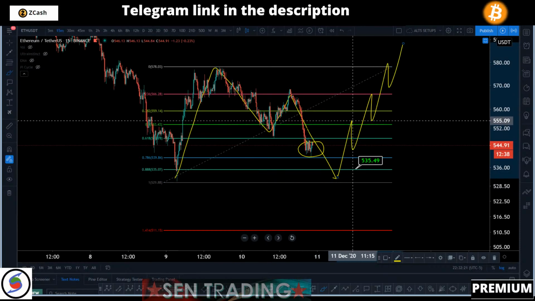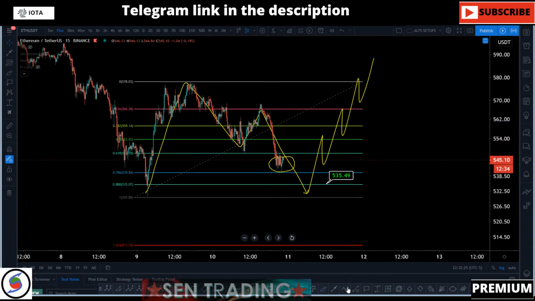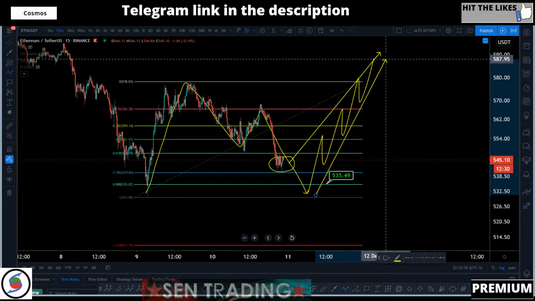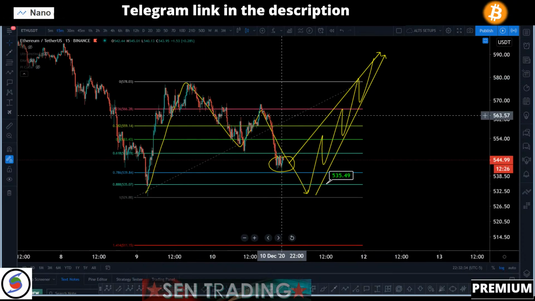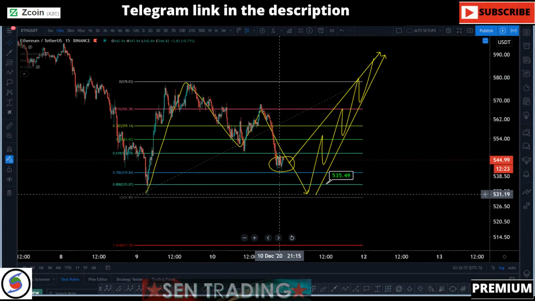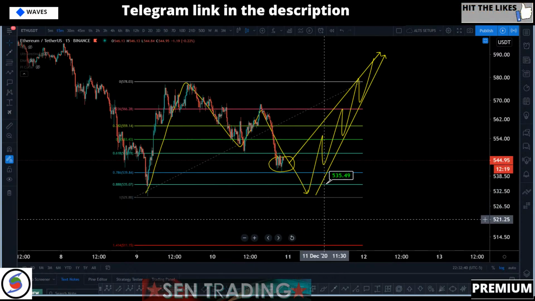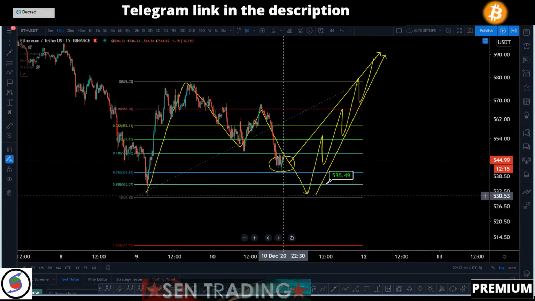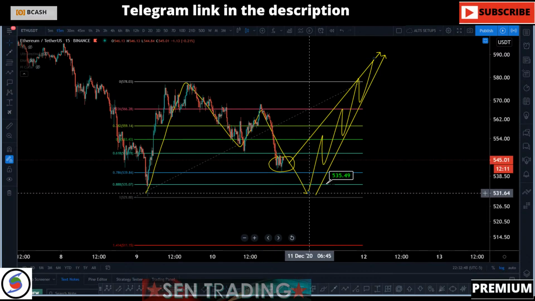That's going to be the same structure you got on the macro scale I just showed you with the wedge pattern on the 3-day basis. Same pattern, possibly, if Ether can find support right there. I think 540 is good enough for a bullish reversal, but let's wait and see. All right.